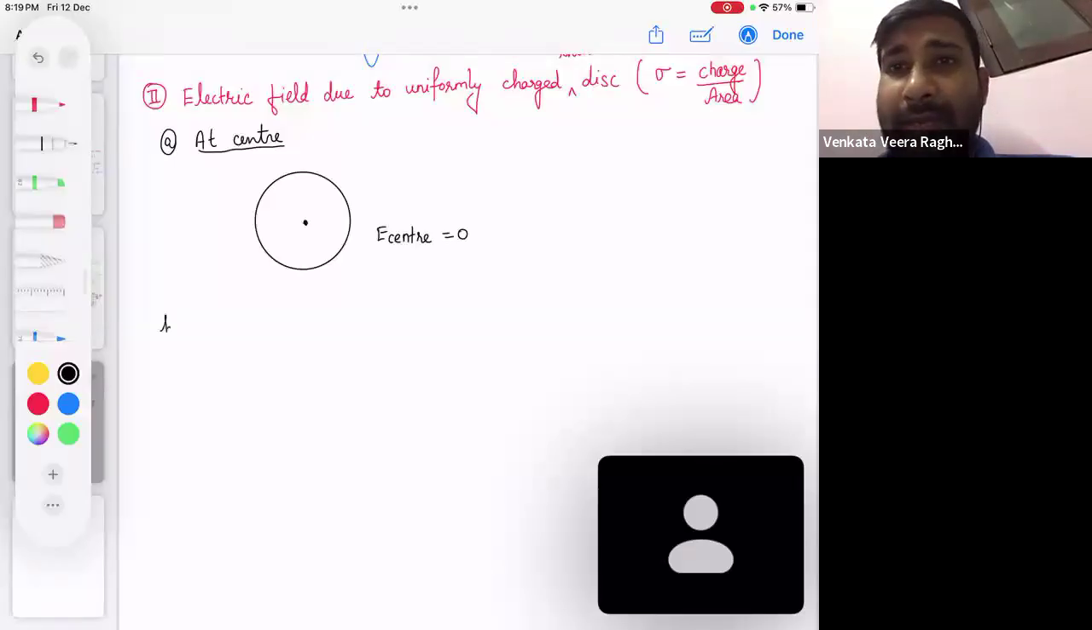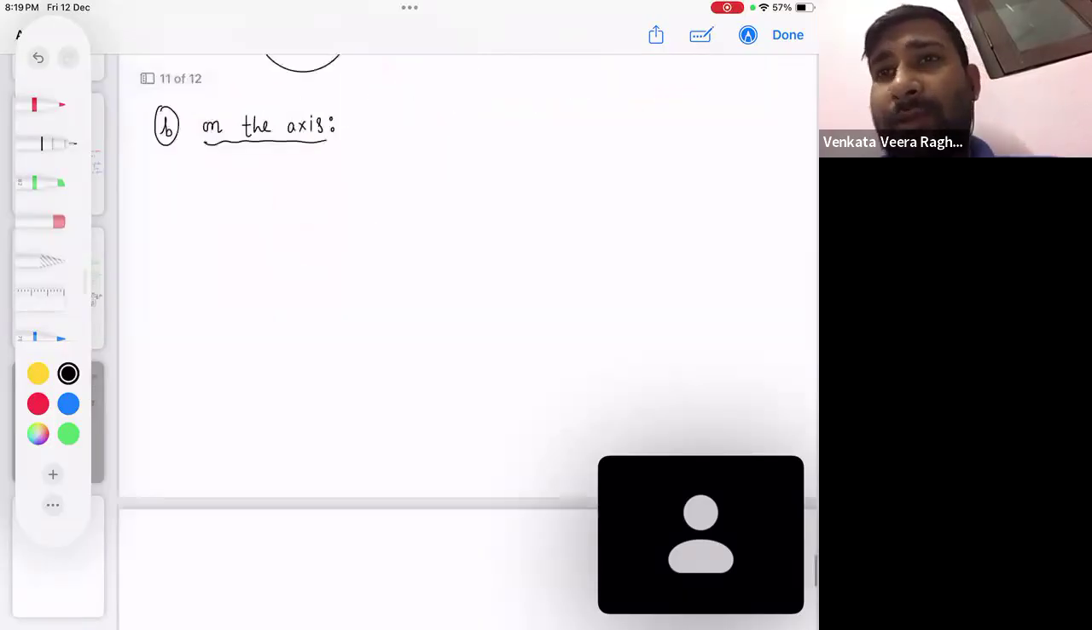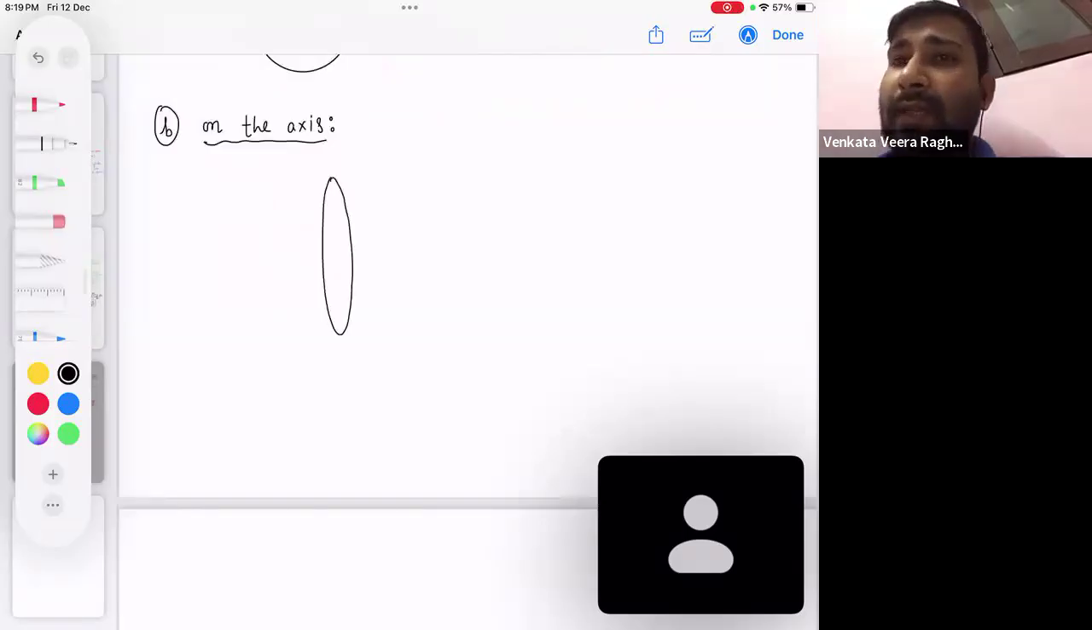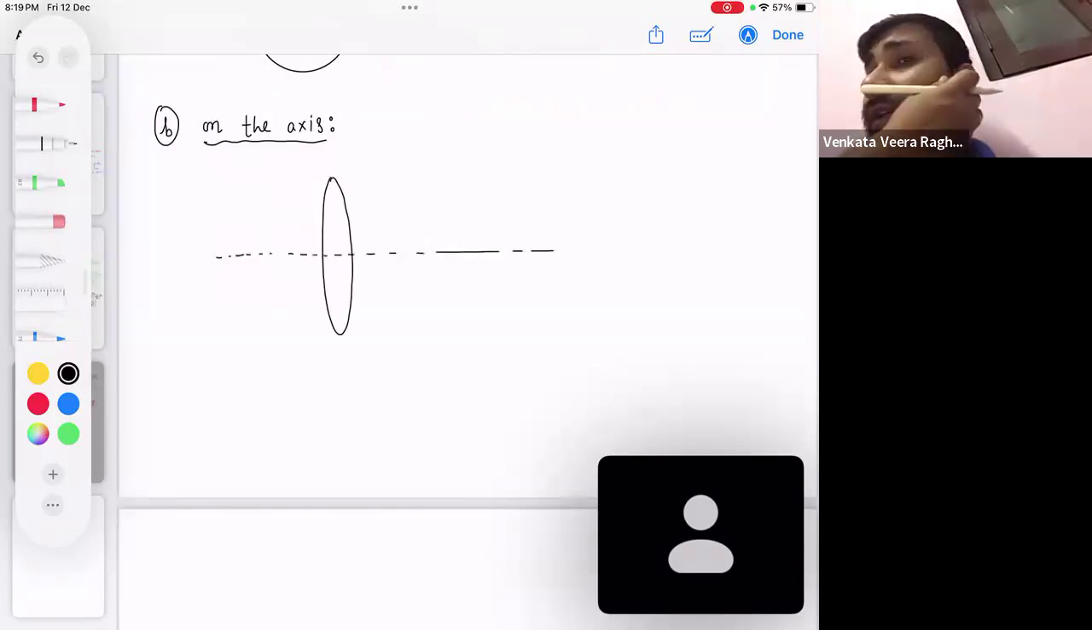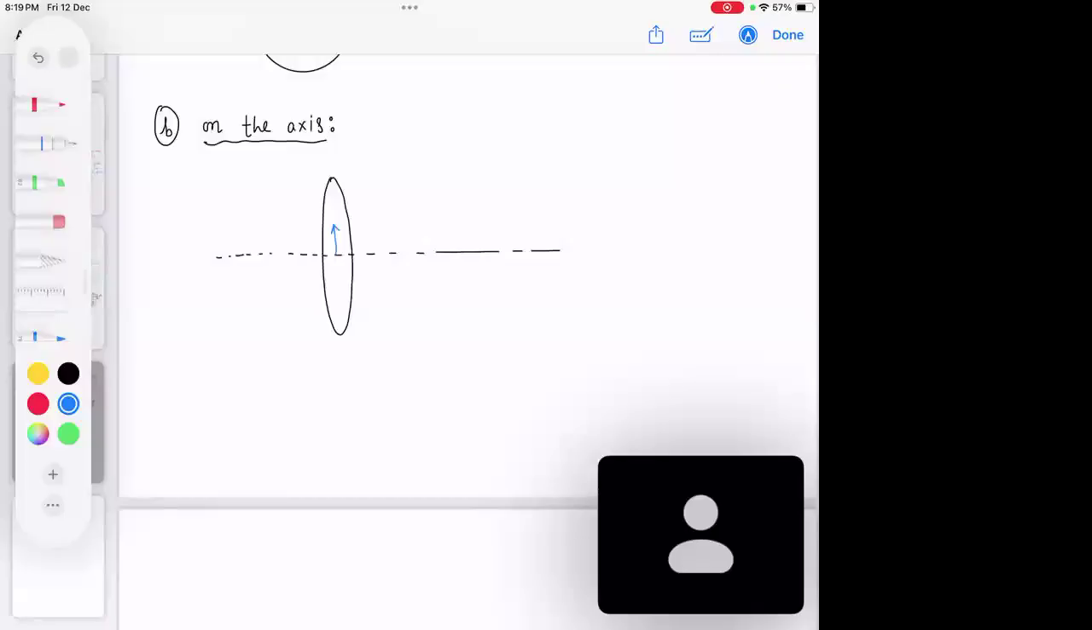Right? Now, next we are going to calculate on the axis. So on the axis, if I want to calculate, what will I do, tell me. This is a disk, right? So in case of a disk, the distribution of charge is what? The distribution of charge is along the area, over the area. So what kind of element should I choose? Ring. In case of a disk, we should choose a ring element, correct.